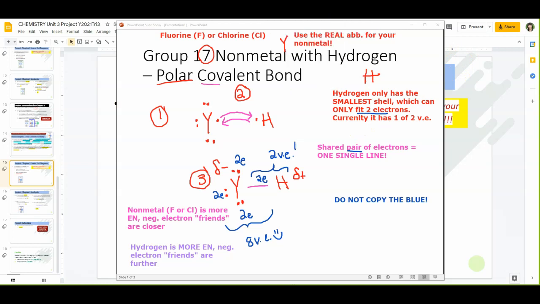Again, you don't need to copy that. That's just to prove to ourselves that this actually is a stable compound. So again, please do not copy the blue part. But this should be your final answer if you chose a group 17 nonmetal, such as fluorine or chlorine.